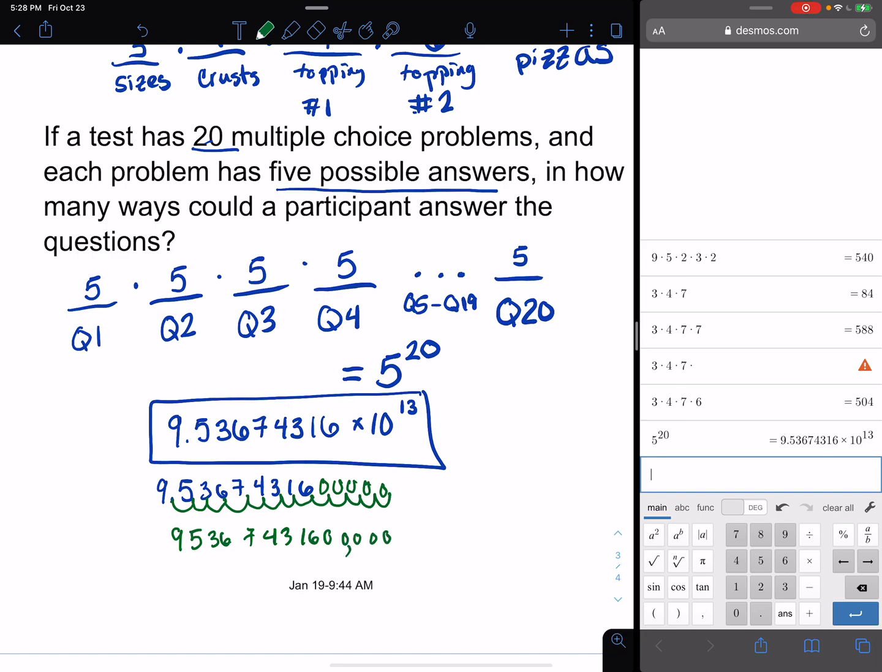So if we put those commas in to help us read this number, this is my hundreds place. Then this is the thousands period, millions, billions, trillions. So it's over 95 trillion different ways to answer this test.